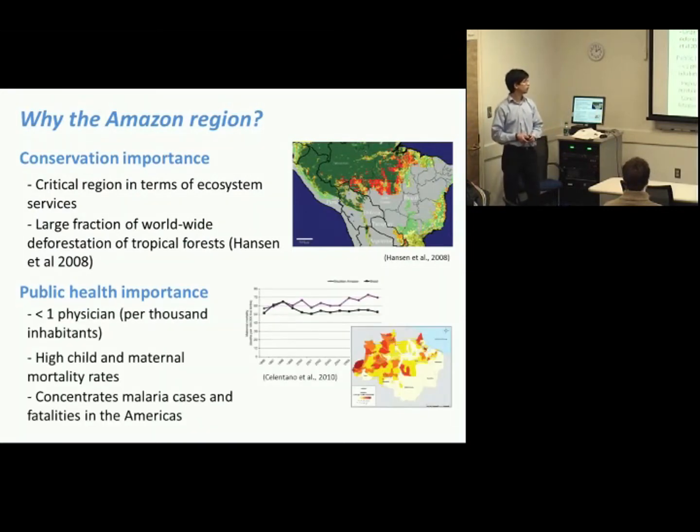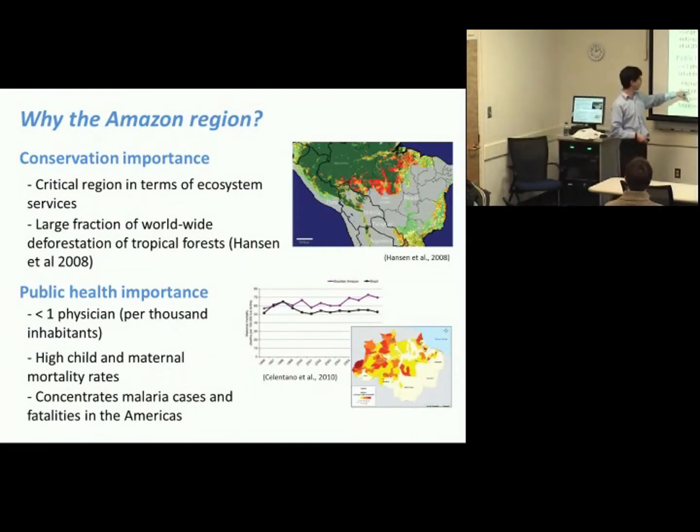Here are some indicators of public health for the region. The Brazilian Amazon has less than 1 physician per 1,000 inhabitants. Does somebody know what's the corresponding statistic for the US? Any guess? Just to put it into perspective, right? 6 per 100. Very off. It's 2.4. But for Brazil in general, it's 1.8. So there are not many physicians down there.